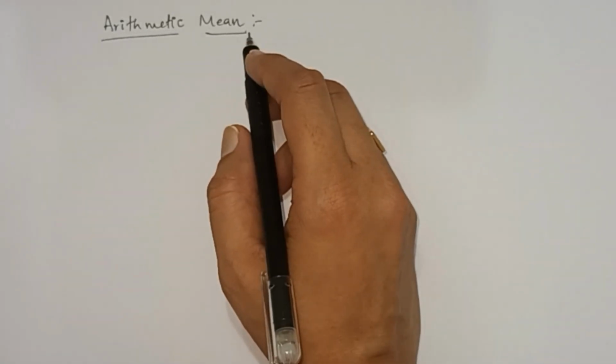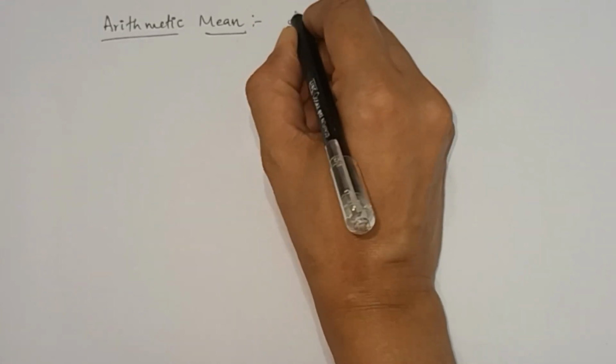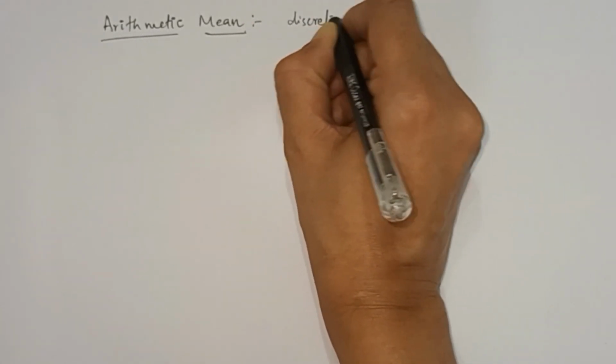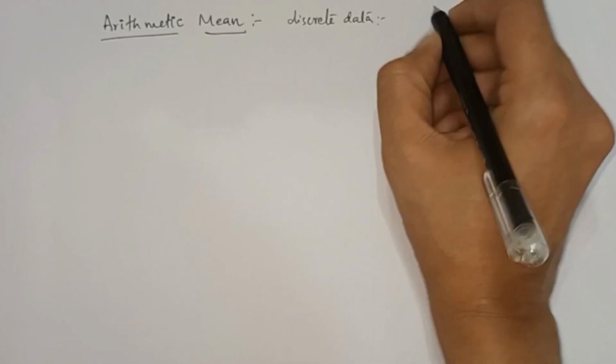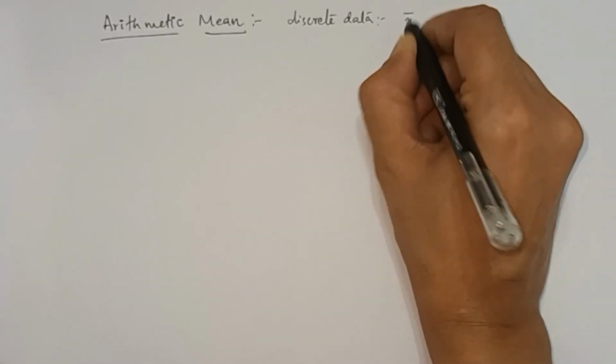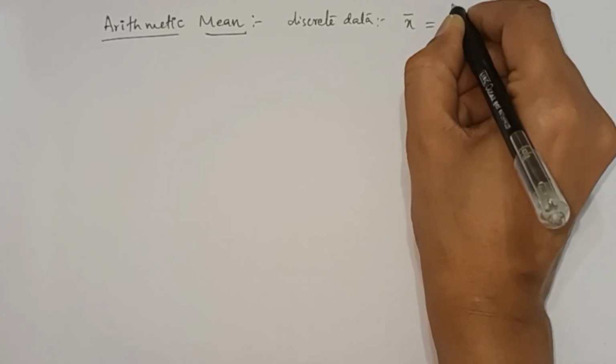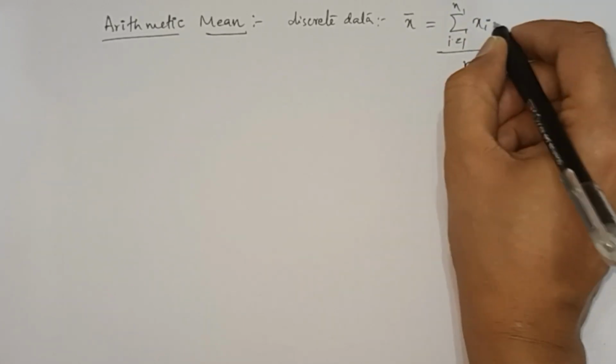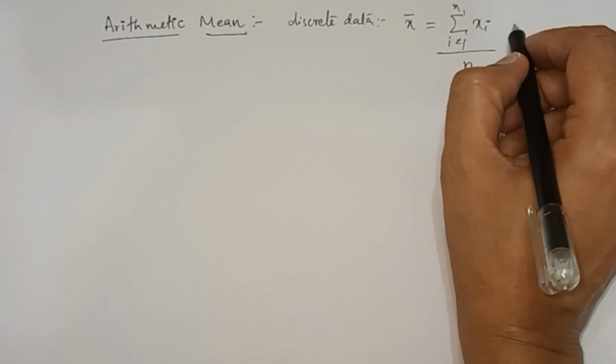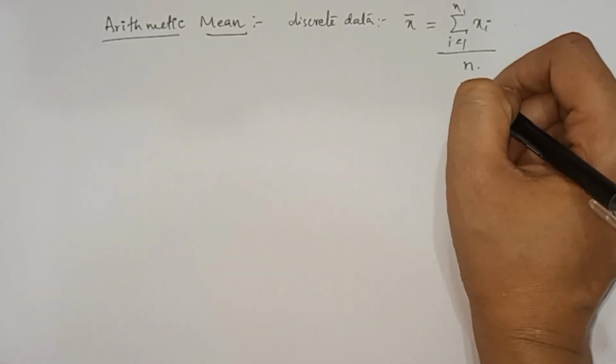So the arithmetic mean of discrete data without frequency distribution is denoted as x bar, summation of xi, i equal to 1 to n, divided by n. That means sum of all observations divided by number of observations.